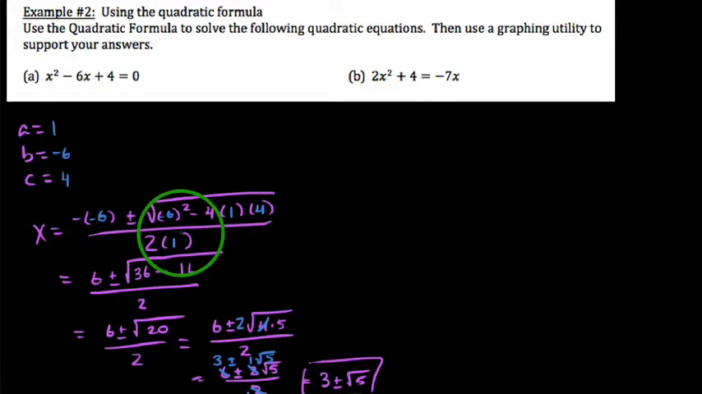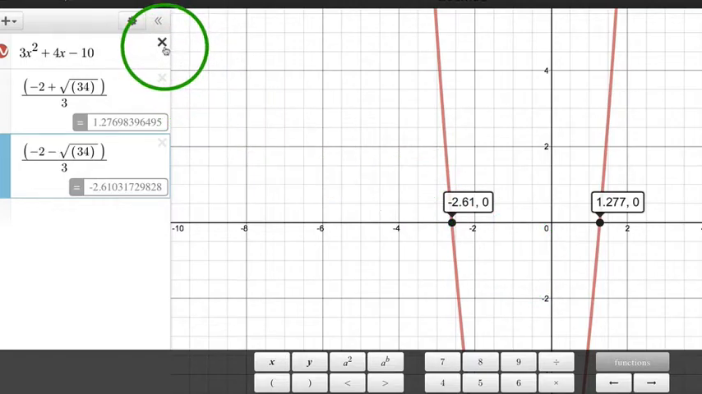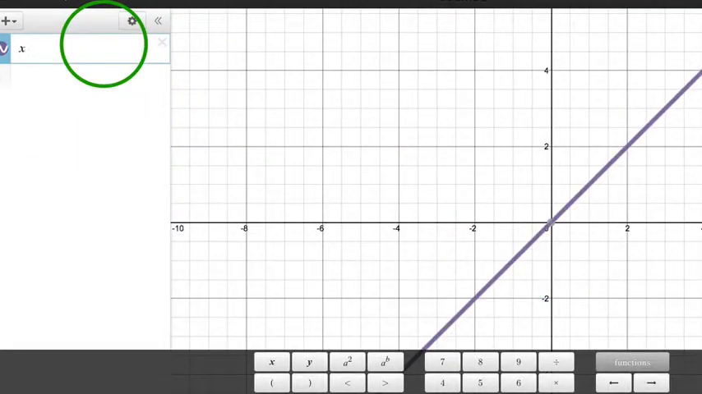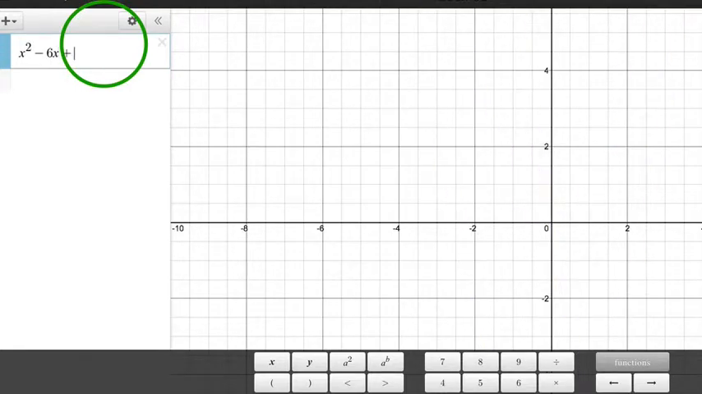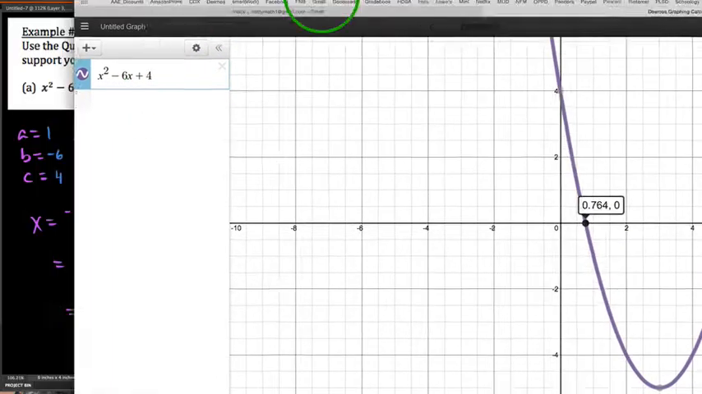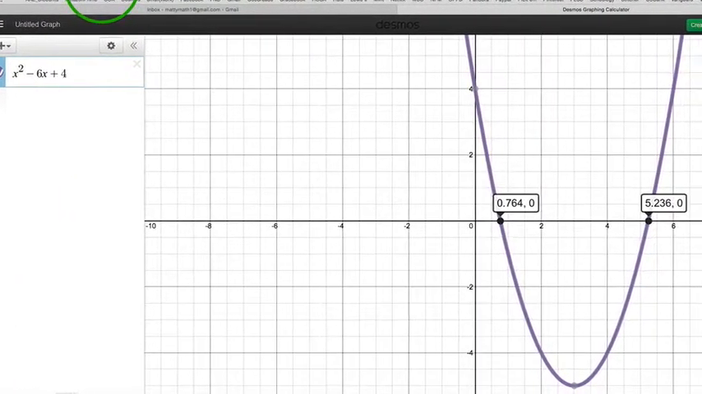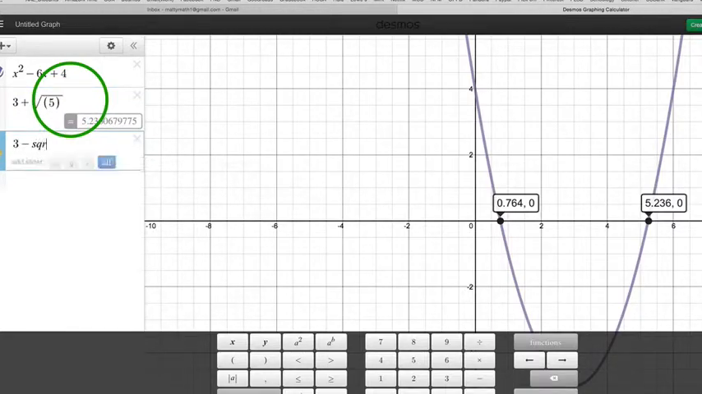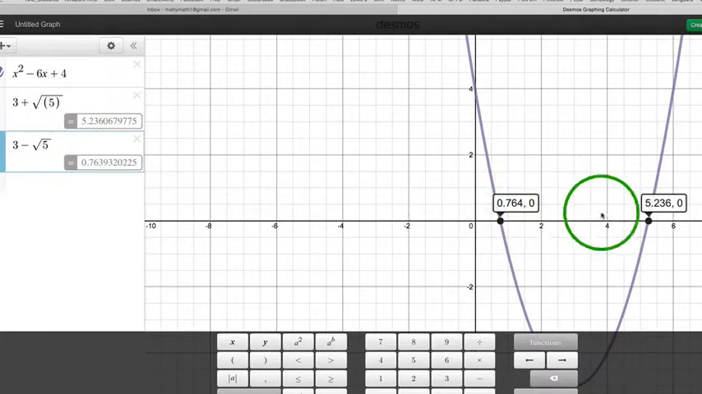And again, if we go graph this here, we have x squared minus 6x plus 4. Let's go ahead and graph this here. We'll look at its zeros, its roots, and we were able to determine it was 3 plus or minus the square root of 5. So let's type in 3 plus the square root of 5, and then we'd have 3 minus the square root of 5. And you could see that these are indeed the same two values that we're getting over here exactly.